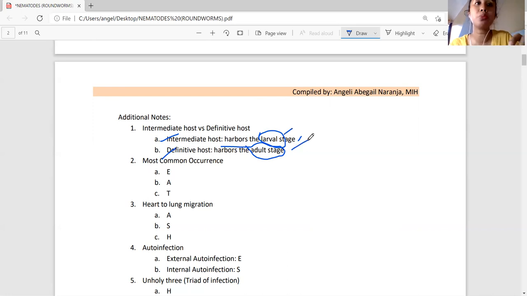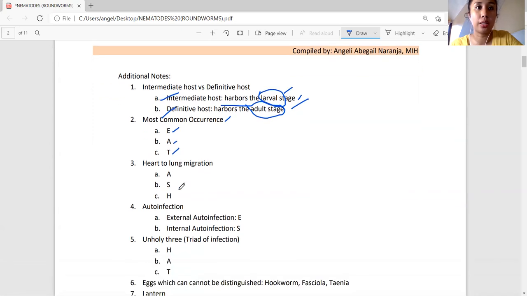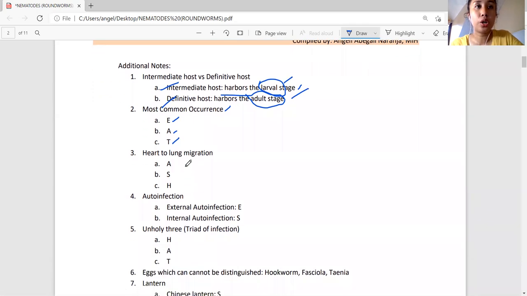So, for Trichinella spiralis, we are both the intermediate host and the definitive host. Most common occurrence. Ano yung mga most common na parasitic infection in humans? So, Enterobius, Ascaris, and Trichuris trichiura. Yan. So, for heart to lung migration.